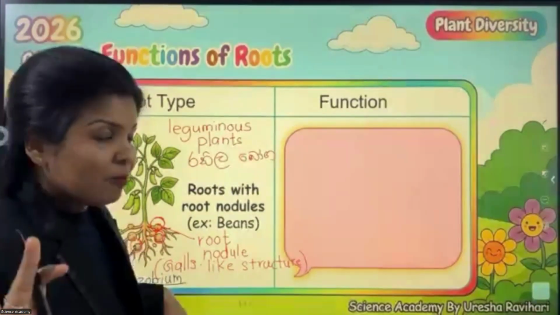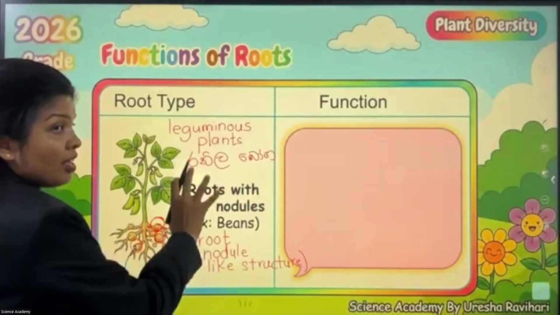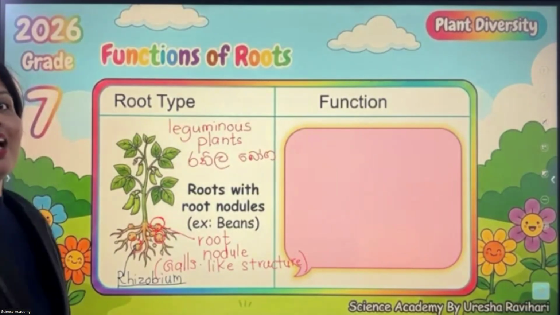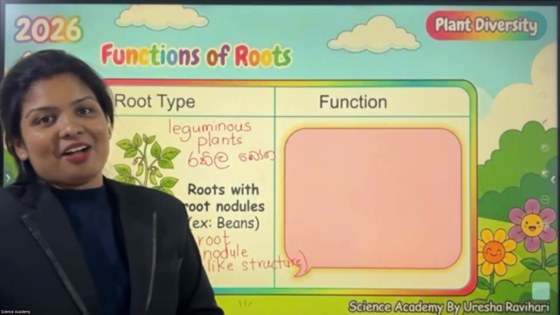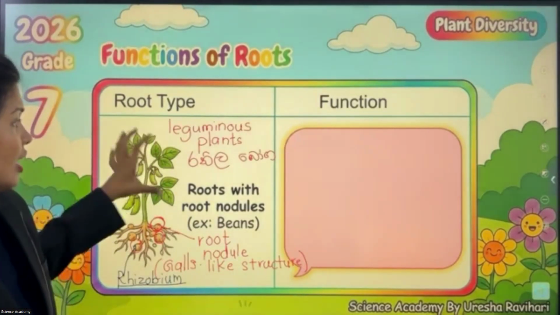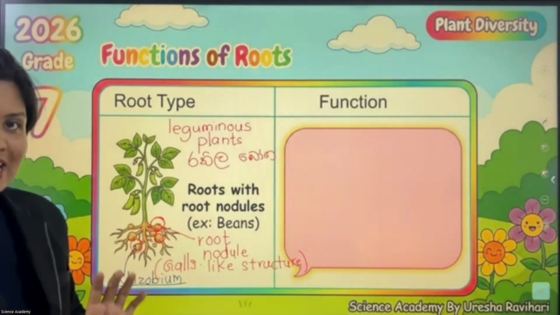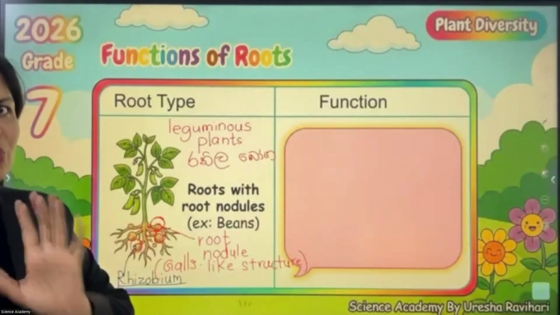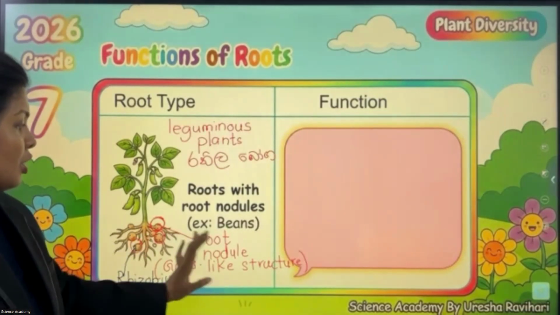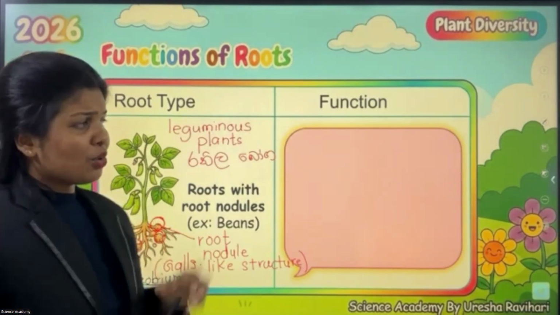So children, these leguminous plants fix nitrogen with the help of rhizobium bacteria. Okay, children, if you need, you can draw this plant in a place where you have space in the tube. Then you can write down rhizobium, root nodule, like things. I am not forcing you to draw this diagram.